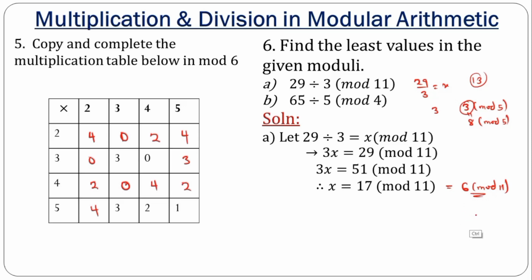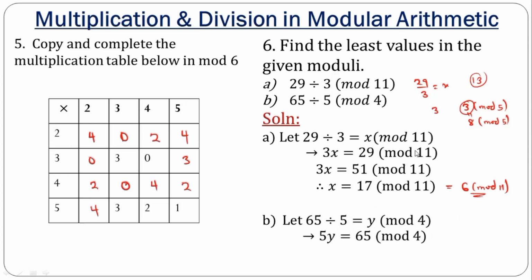Okay, so we go to the next example. Here we have 65 over 5 in mod 4. So I equated it to y. It's not a must you will use x. And then when I now solved, of course, if you cross multiply, you have 5y equal to 65. And then, of course, this can divide. So there's no need to add anything.